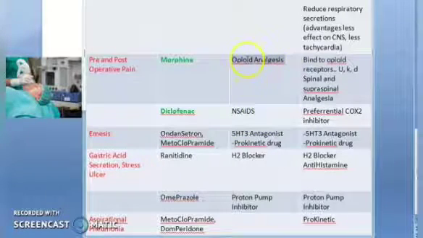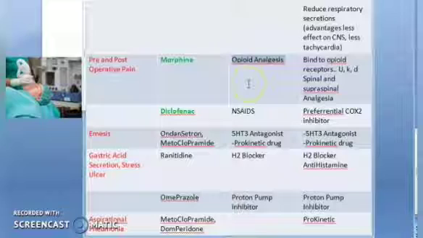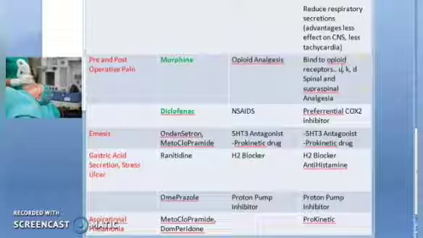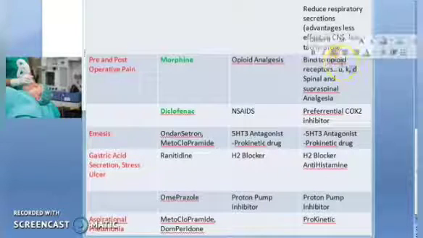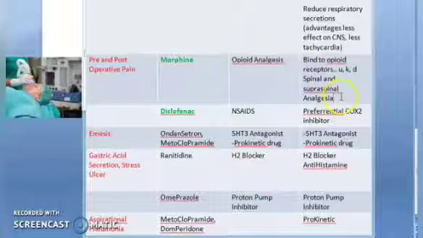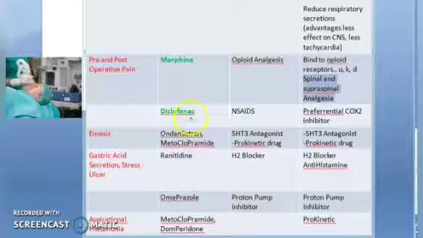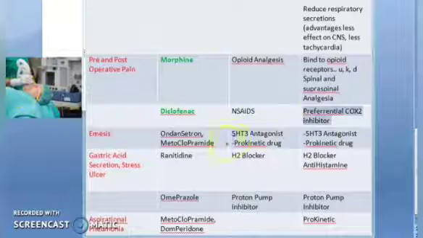Morphine is an opioid analgesic. It will bind to the opioid receptors like the mu, kappa and delta receptors. What will they produce? They'll produce spinal and supraspinal analgesia. Okay. So what happens? You can also give diclofenac, which is an NSAID. It's actually a preferential COX-2 inhibitor.